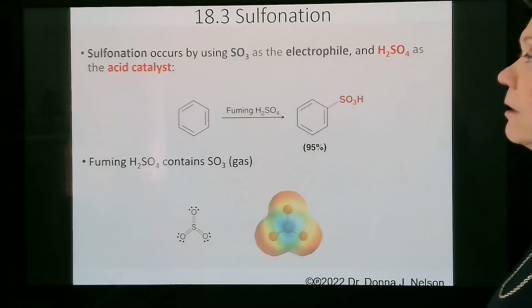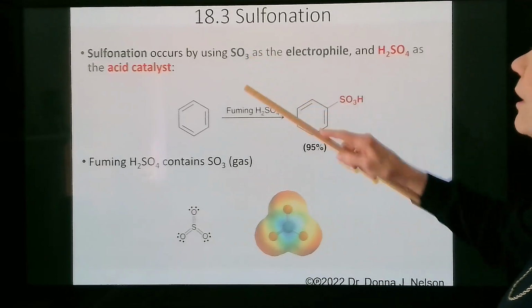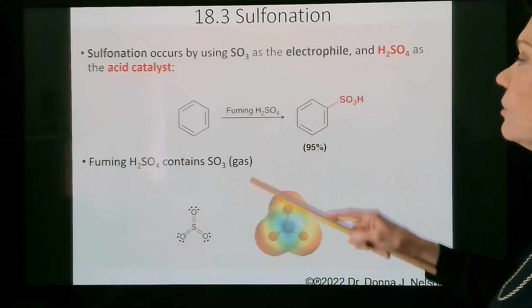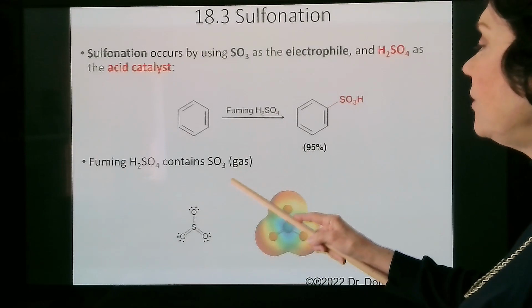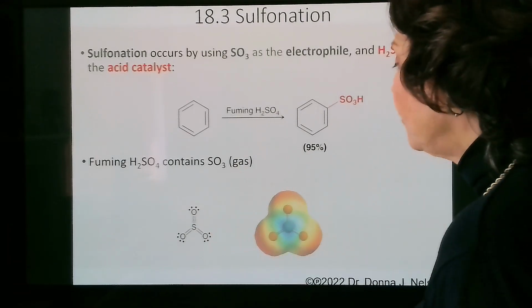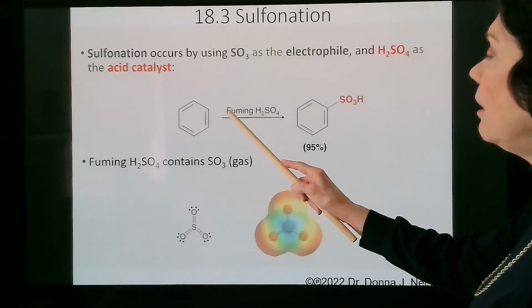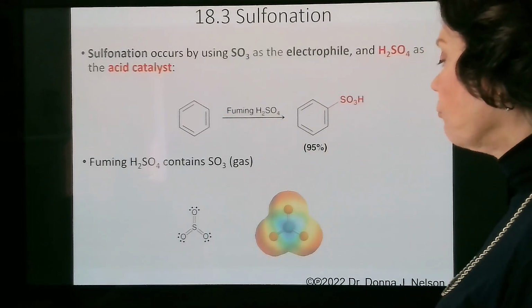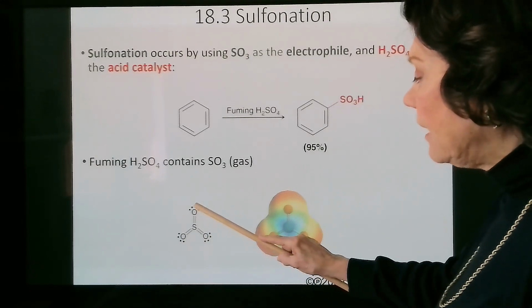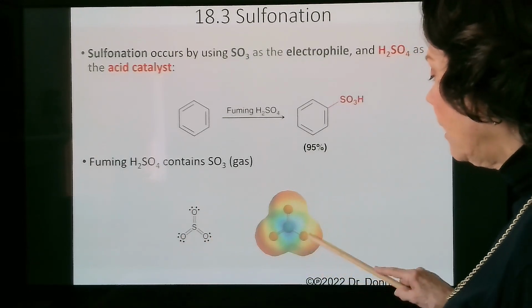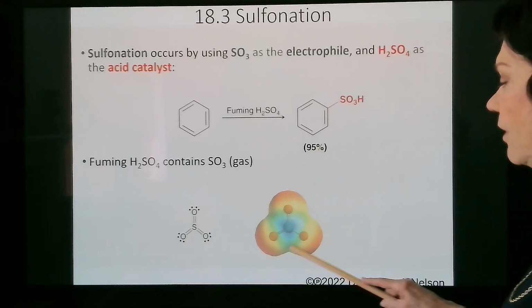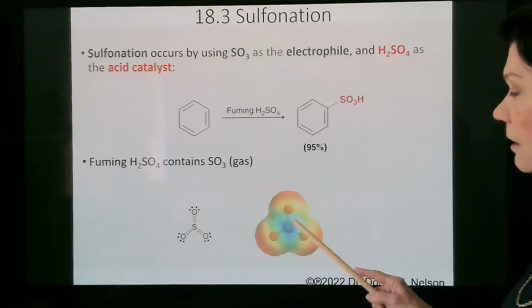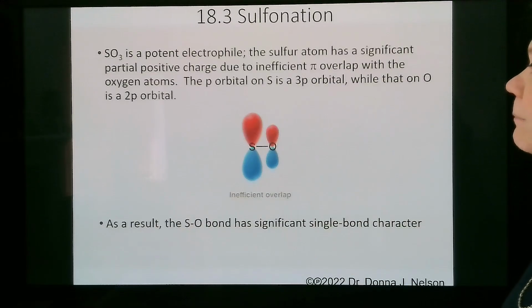So sulfonation, SO3 is the electrophile, and sulfuric acid is the catalyst. So it's the sulfuric acid that provides the SO3, and so fuming sulfuric acid is used to sulfonate the benzene ring. Here you can see that the oxygens are all bearing the bulk of the electron density, so they're all colored in red in this electrostatic potential diagram.